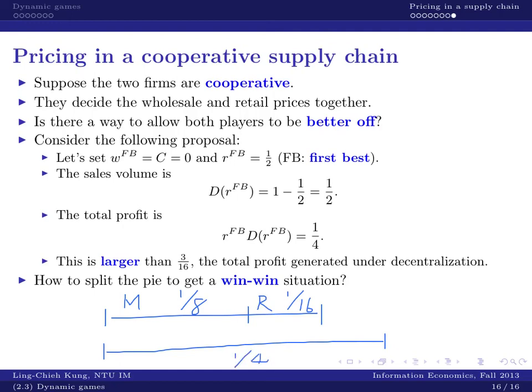Okay, so how about this? As manufacturer, you first take these parts away. The retailer also takes his parts away. There is something left over. So why don't we, for example, cut it into half? And this part goes to the manufacturer. This part goes to the retailer. That means both of the firms will get more. Okay, and that's why we say this is a win-win situation.